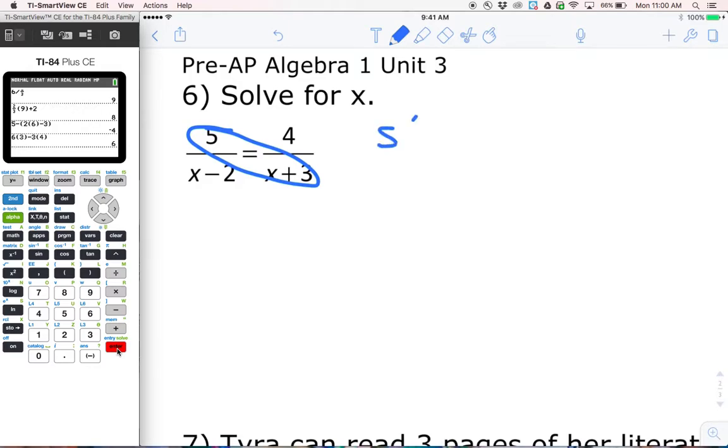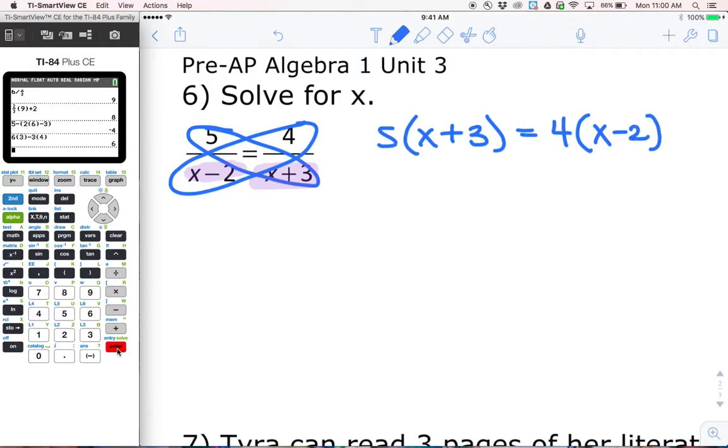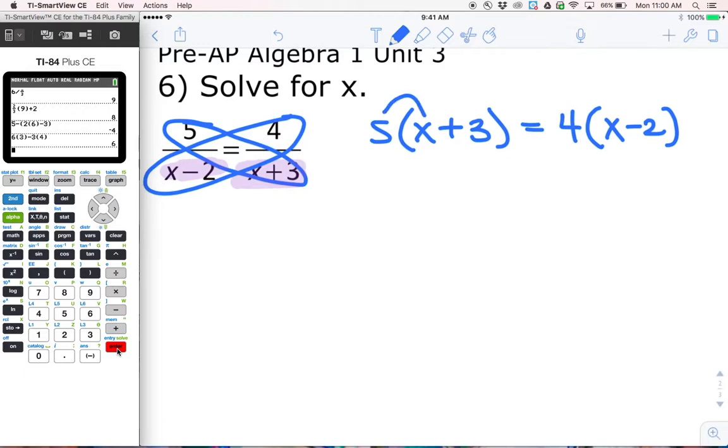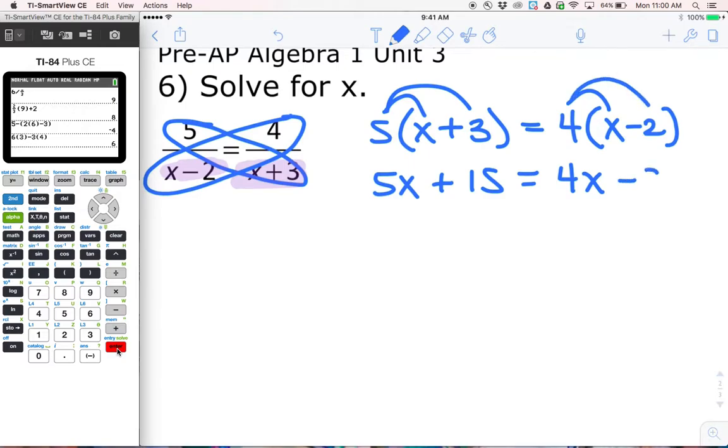We've got 5 times (x plus 3). Now this is very important. You want 5 to multiply everything in this denominator. If you don't use parentheses, you will get this problem wrong. Okay? Now I also want 4 to multiply everything in this denominator, so I'm going to use parentheses, 4 times (x minus 2). And you're setting these two products equal to each other. At this point, you don't even need to worry about what you started with. Now you're just solving. So 5 times x is 5x, and 5 times 3 is plus 15. This is going to be equal to 4 times x, which is 4x, and 4 times negative 2, which is negative 8.